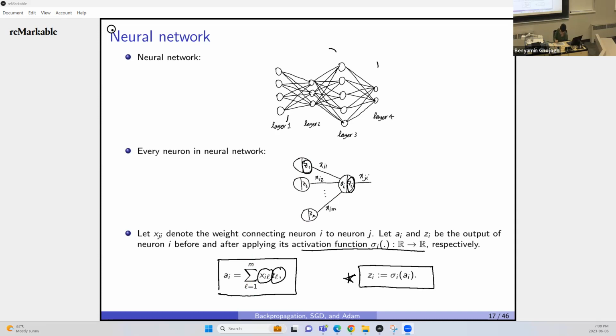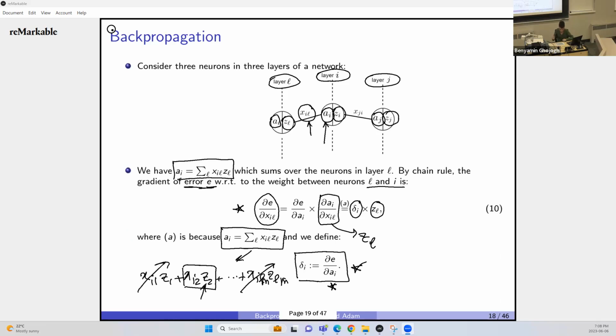And you feed A_i to the activation function of the ith neuron, sigma_i, and it gives you Z_i. An activation function, usually, except some exceptional cases which we talked about in the previous session, gets a scalar and outputs a scalar if it is applied on one neuron. Okay. And then we talked about it. We said backpropagation is nothing but gradient descent and chain rule, right? So let's see that.